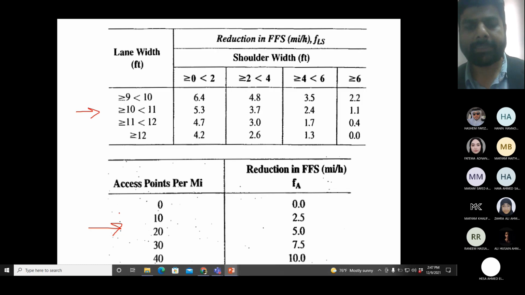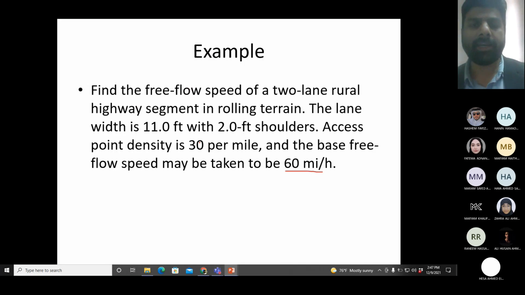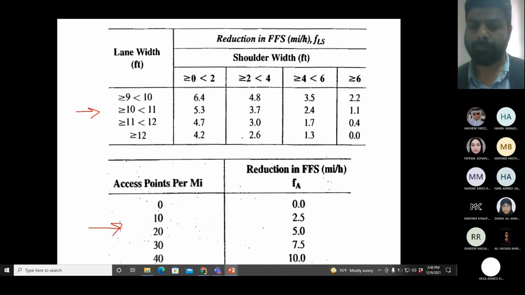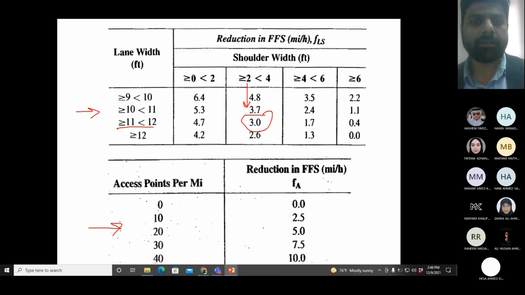In this case it is 60, so maybe it's class 1 highway, so 60 minus the combined factor of lane and shoulder width. Lane is 11, shoulder is 2. So 11 means here and 2 means this one. So your factor is 3. Okay, so minus 3. Then access point density, 30 access points per mile. 30 is this one. So your factor is 7.5.